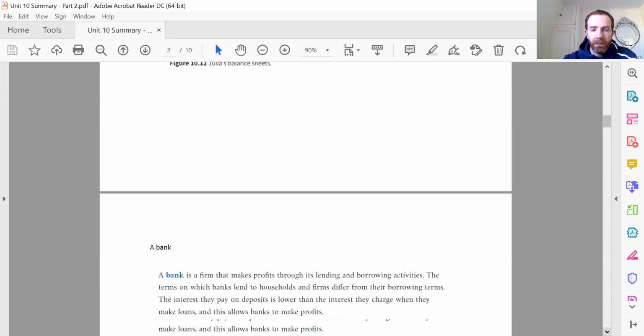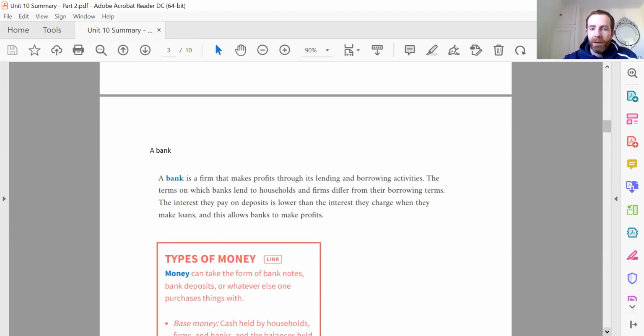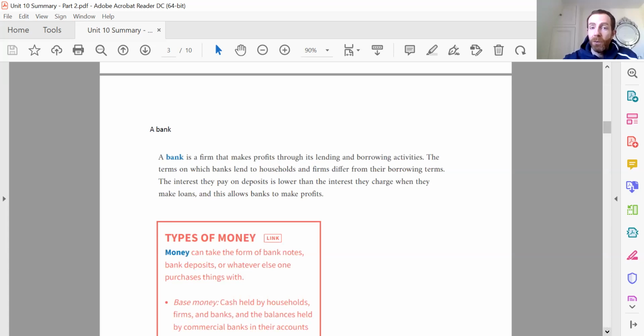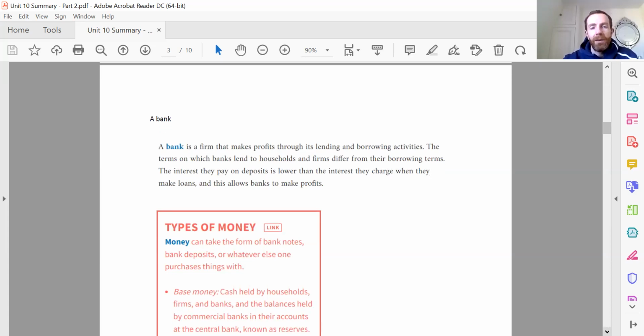Okay, so now the next logical thing to talk about is the institutions that quite often do the lending, which is banks. So what do we mean by a bank? Well, it's a firm. And like all firms, its goal is to maximize its profits. And how does it do it? Well, it lends money, but it also borrows money from others. And the key thing that it wants to do is to have a different rate of interest on its borrowing and its lending. And I think we see it here.